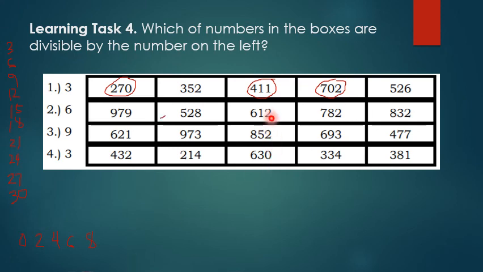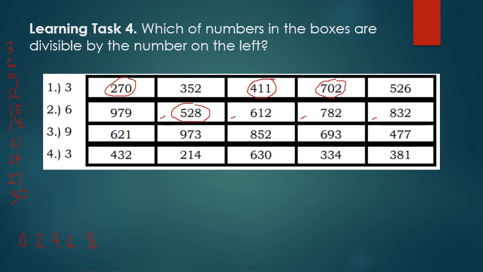Ang 612 ay nagtatapos din po sa 2. Ang 782 ay even number din. Nagtatapos rin siya sa 2. Ang 832 ay kasama din. Ngayon, tingnan natin doon sa mga may check kung alin dyan ang divisible naman sa 3. So, dito, 5 plus 2 is 7 plus 8 is 15. Nandito po ba siya? Yes. So, bilugan na natin siya kasi pareho na siyang divisible sa 2 and sa 3.